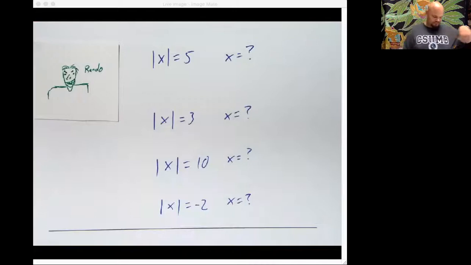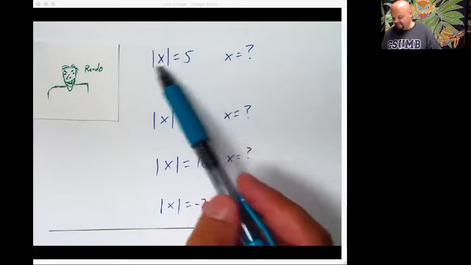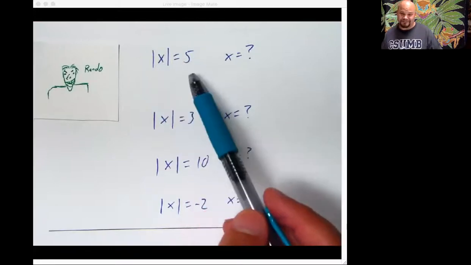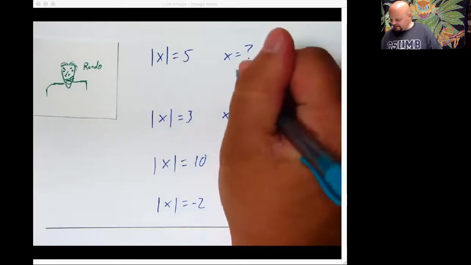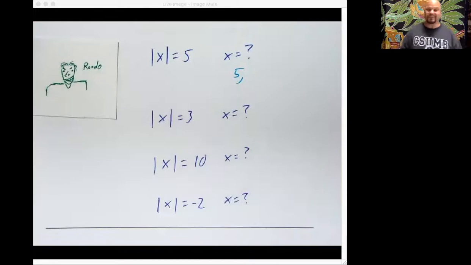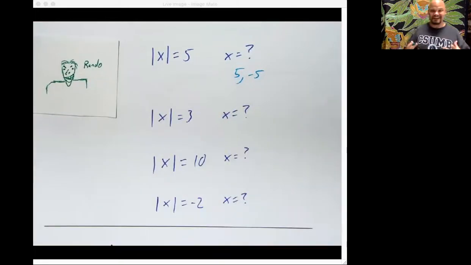Bing! Rando's random tips. So think about it this way. If the absolute value of x is equal to 5, what would x have to be? Think, write something down, do it right now. You wrote down 5, didn't you? I agree. But also -5 would work because the absolute value of -5 is 5. So there's two answers for this thing.